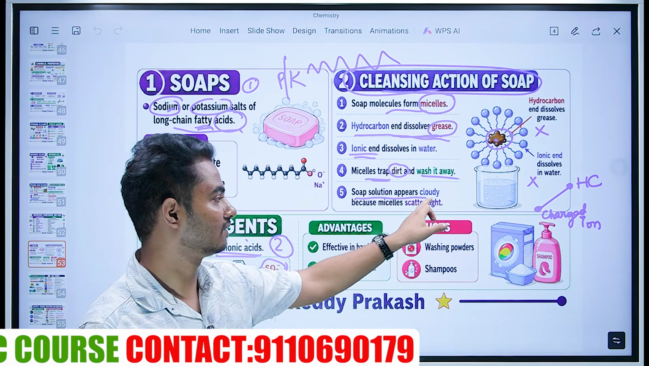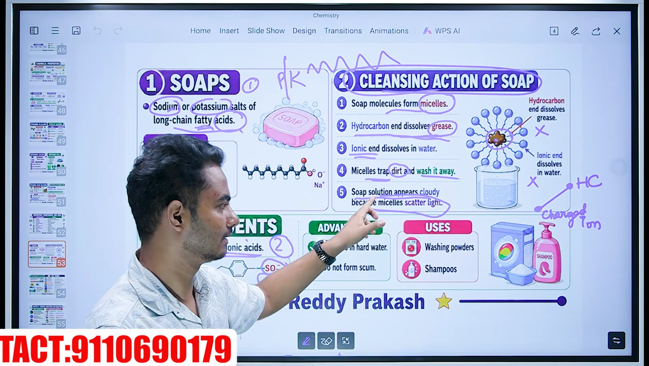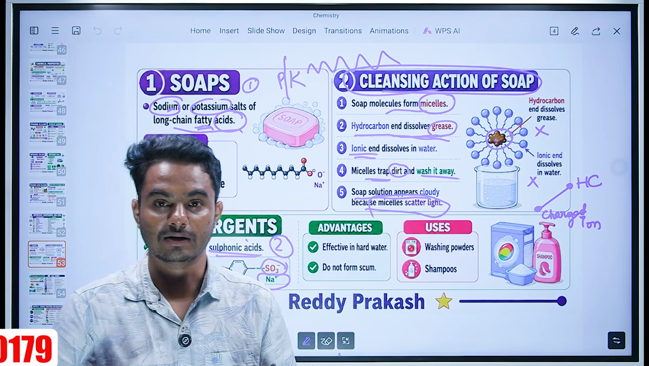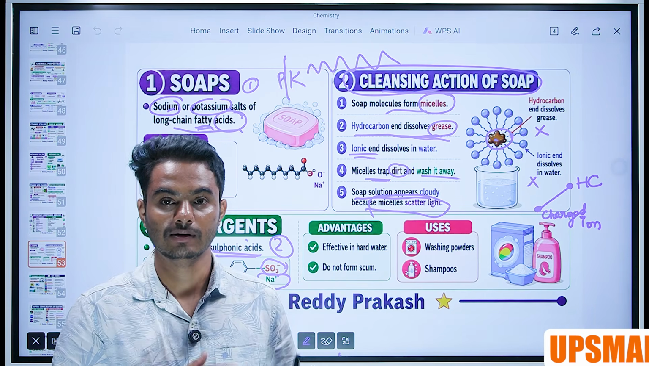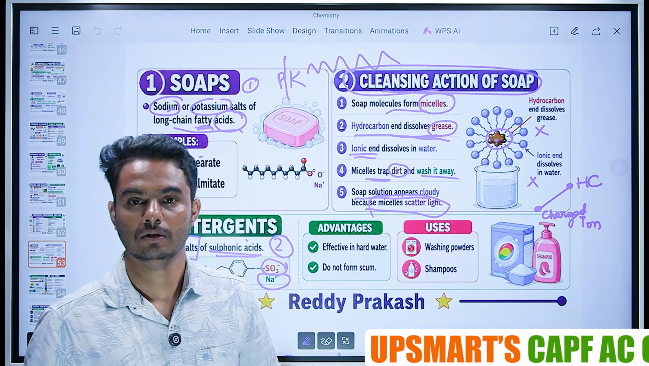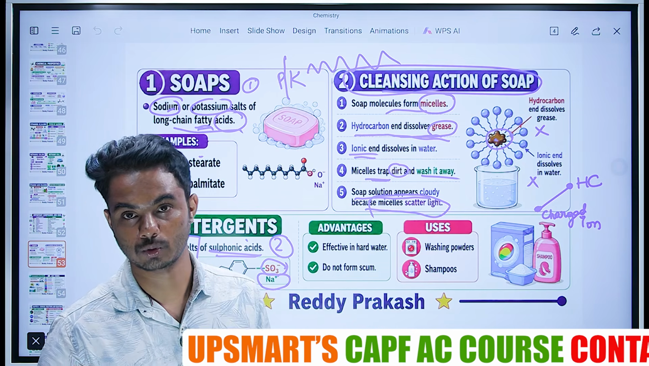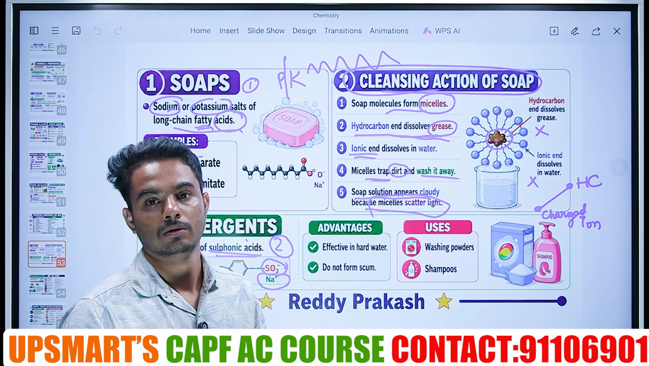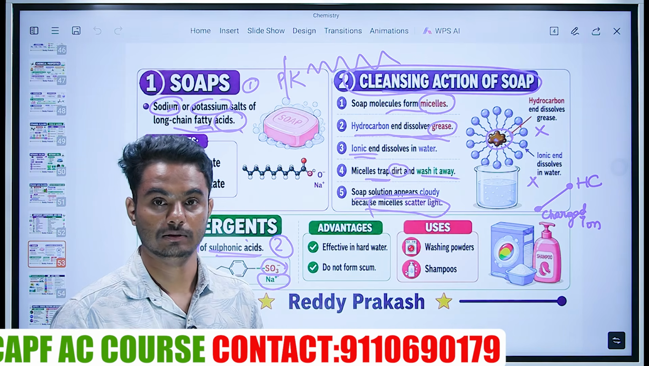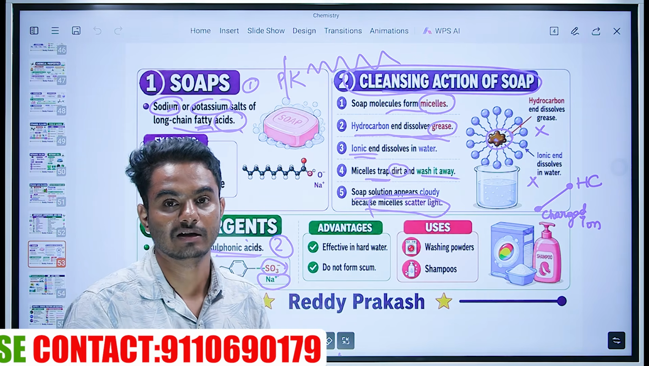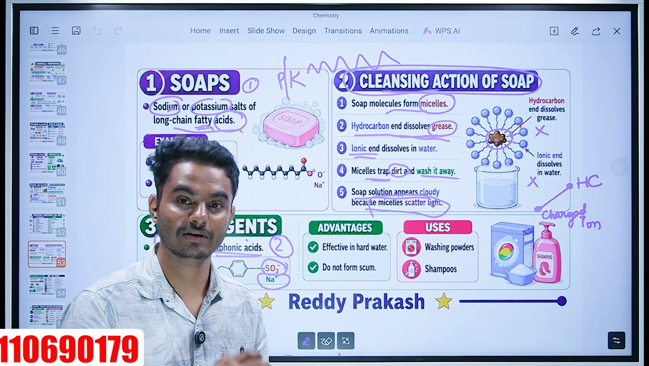And soap solution appears cloudy because micelles scatter light. Soap solution usually seems cloudy, not clear, because it keeps on scattering light. The cloudy nature is not due to dirt, but due to scattering of light. The dirt and micelles together will scatter the light, and that will reduce the transparency.